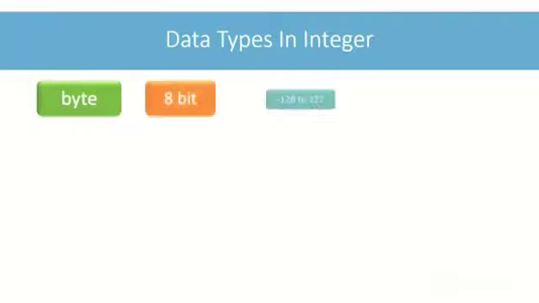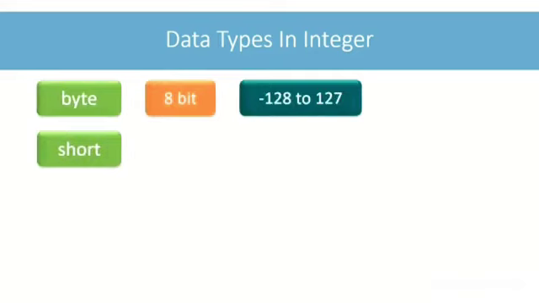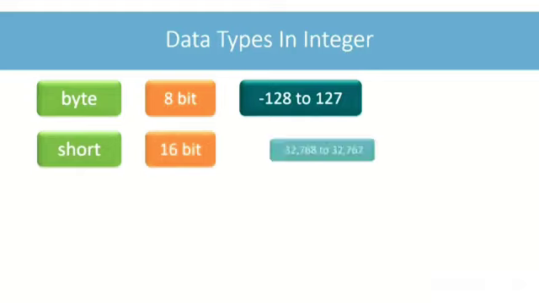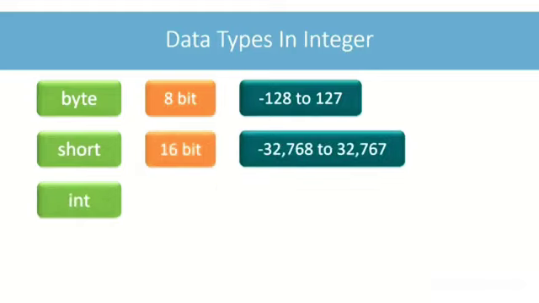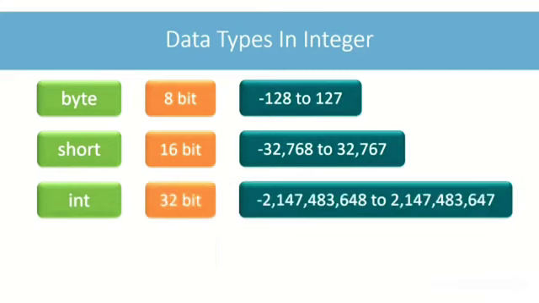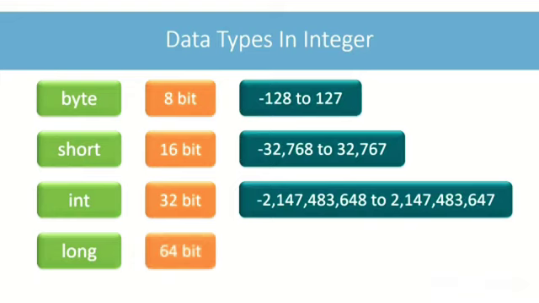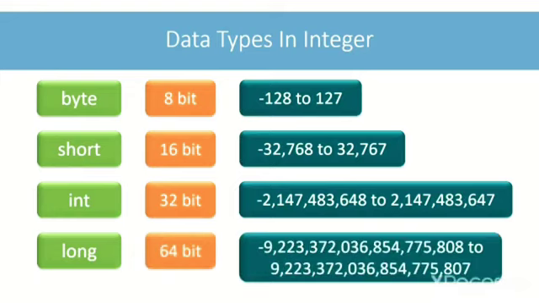The smallest integer type is byte. It has a size of 8 bits and can store whole numbers in this range. Next is short. It has a size of 16 bits and can store whole numbers in this range. Int is the most commonly used integer type in Java. It has a size of 32 bits and can store whole numbers in this range. Long, as the name suggests, is used to store really long numbers. It has a size of 64 bits and can store whole numbers in this huge range.